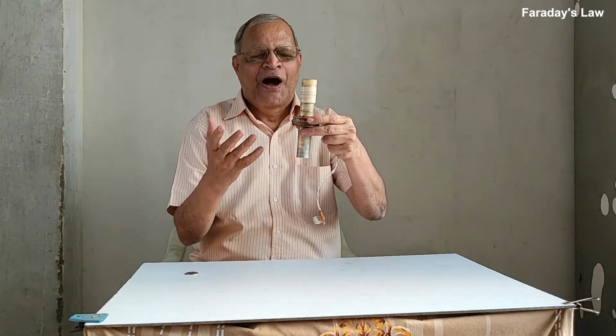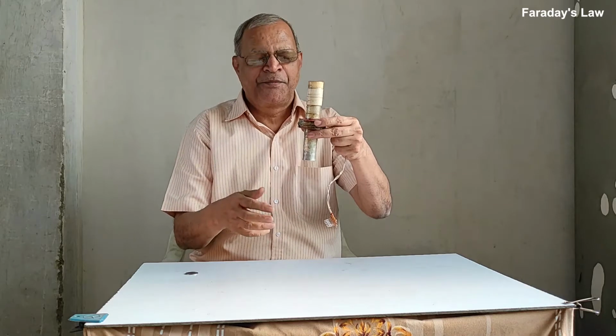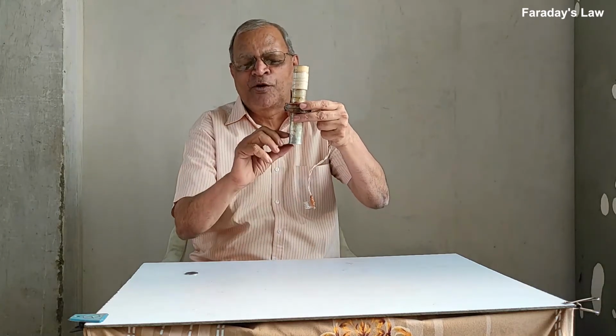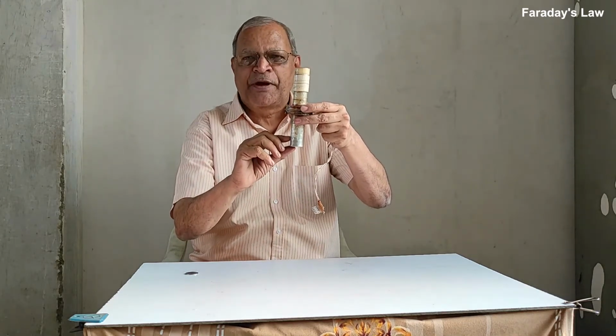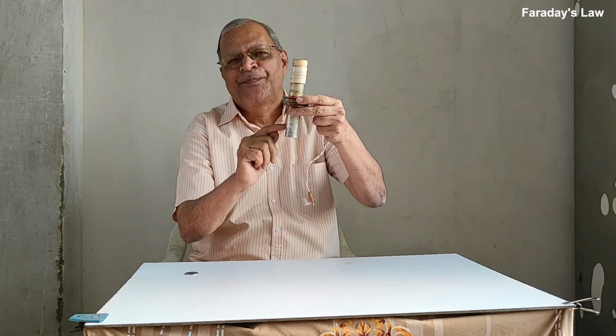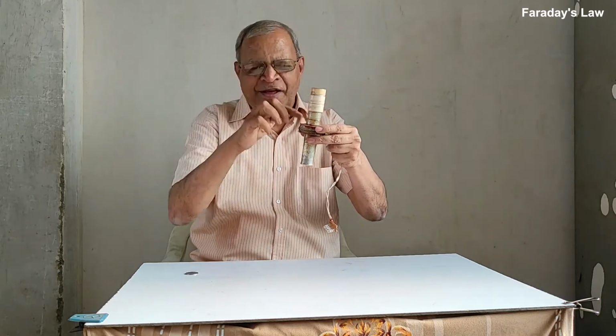Now you may ask how you can keep the magnet floating. Very simple. At the bottom I have one more magnet, a powerful neodymium magnet also, and there is repulsion, and one more magnet on the top, and there is repulsion.